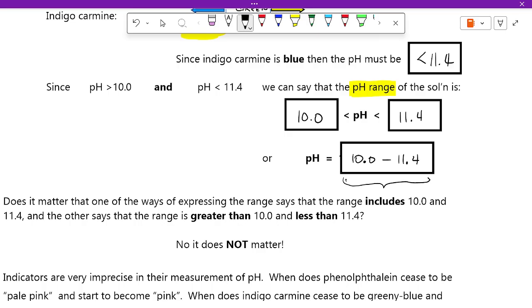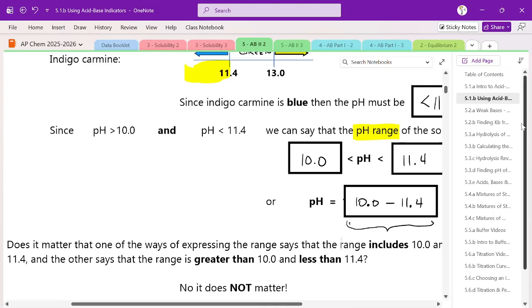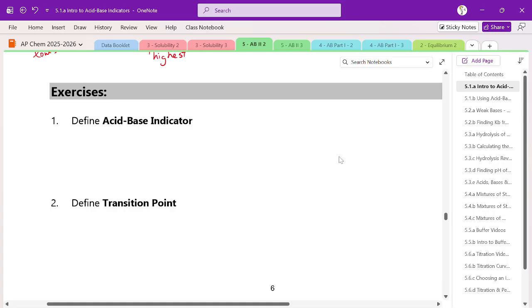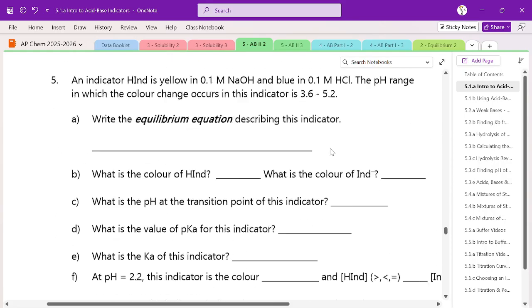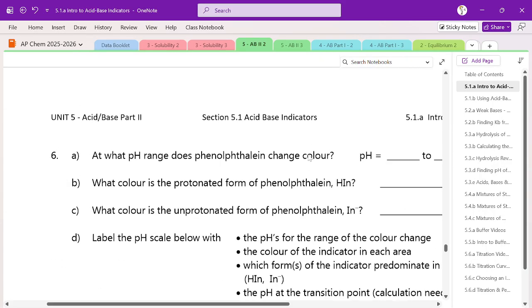Yes? If you want the exact pH, use a pH meter. Yeah? All right, and your homework is pages 6 and 7.